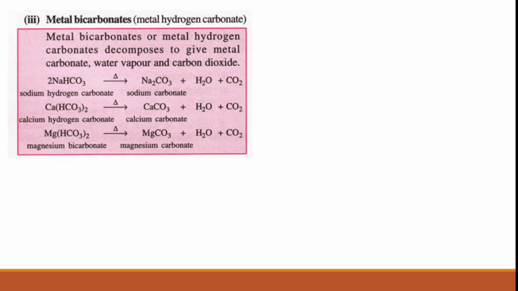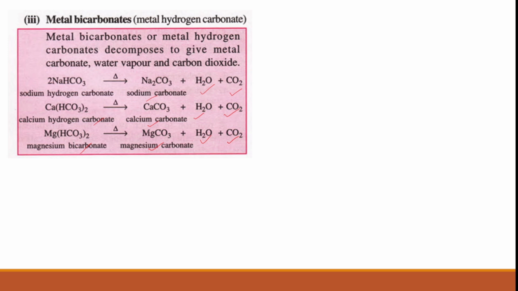Third, metal bicarbonates, mainly metal hydrogen carbonate. So sodium hydrogen carbonate or metal hydrogen carbonate decomposes to give metal carbonate, water vapor and carbon dioxide. For example, sodium hydrogen carbonate, when we heat it, it gives sodium carbonate, water vapor and carbon dioxide. Calcium hydrogen carbonate will give us calcium carbonate, water vapor and carbon dioxide. Magnesium hydrogen carbonate or magnesium bicarbonate gives us magnesium carbonate, water vapor and carbon dioxide.